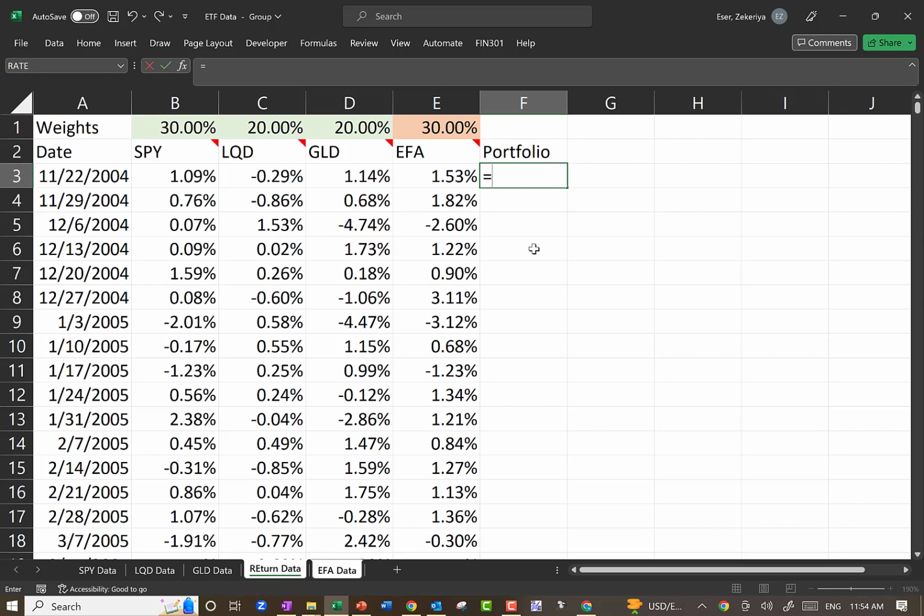Since these add up to 1, all I have to do is SUMPRODUCT. When you give 2 or more arrays, basically for each row or column, depending upon how you give it, it multiplies them and adds up the products. In this case, I'm going to take the individual returns, okay? And I'm going to multiply them with their weights.